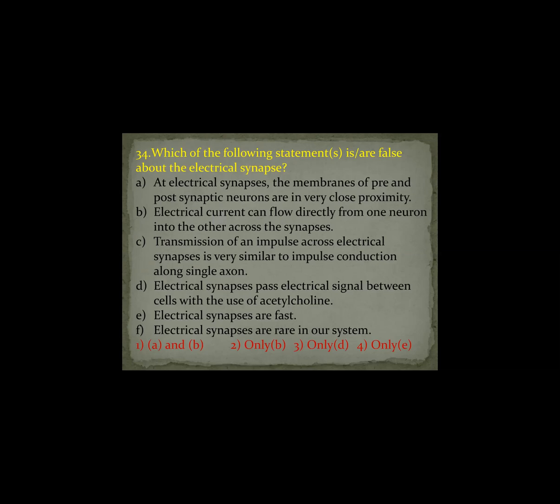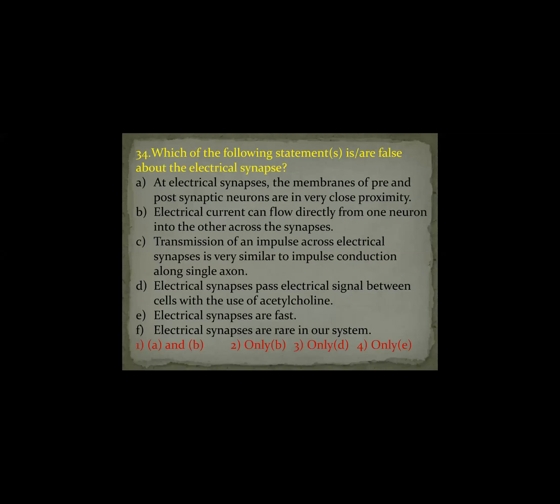At electrical synapses, the membranes of the pre and postsynaptic neurons are in very close proximity, as there is no gap. They are very close. First statement is correct. Next, B. Electrical current can flow directly from one neuron to another neuron across the synapse. Yes, the electrical current means the impulse which reaches the terminal ends.